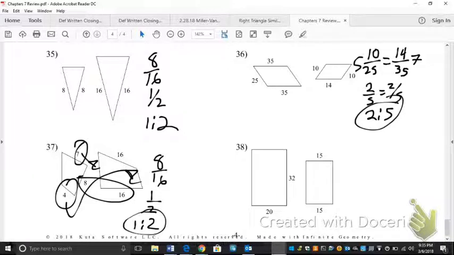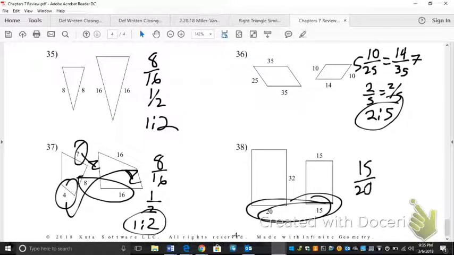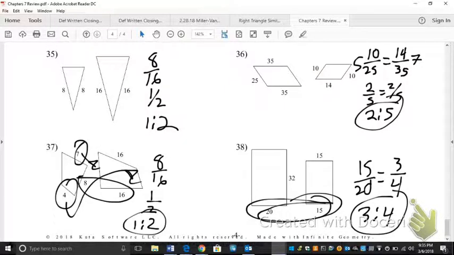Same thing here. The 15's going to match up right here, and I have nothing to match up with 32. So my scale factor is 15 over 20, or 3 over 4. So to say 3 to 4. And you know what? That's it.